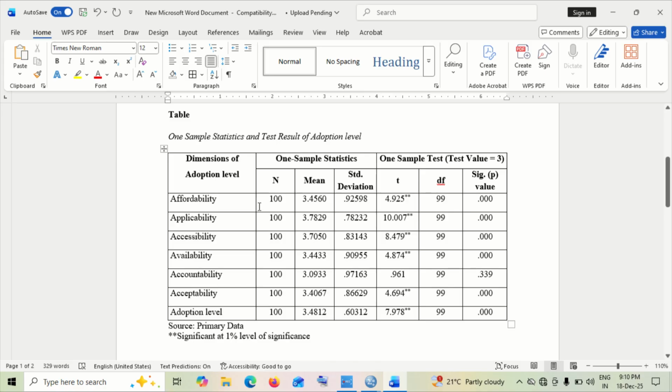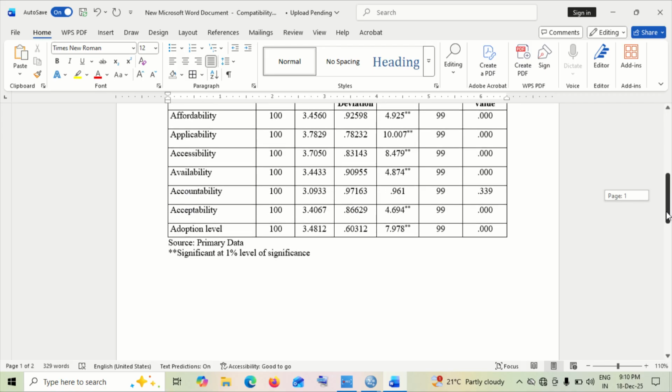Here we can see that all the values are pasted here, that is N, mean, standard deviation, and t-value, which is significant at 1%, hence we have given the 2 stars. In the case of affordability, applicability, accessibility, availability, acceptability and also adoption level. And we have to give the source, that is primary data, and the double star which indicates significance at 1% level of significance. And in the case of accountability, the value is not significant at 5% level of significance and it is not given the star mark. Let us look at the interpretation.